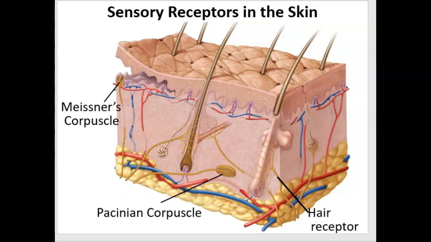Well, that's the majority of the integumentary system. There's one more lecture on homeostatic imbalances like burns and cancer for the integumentary system.